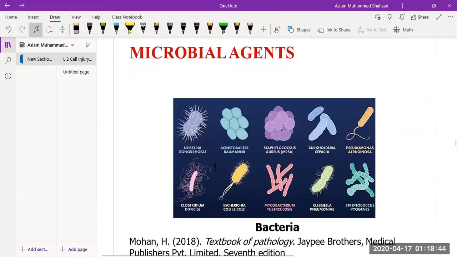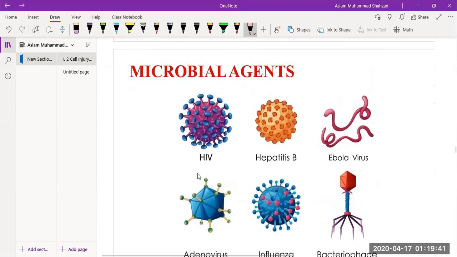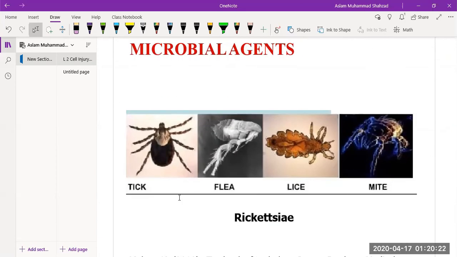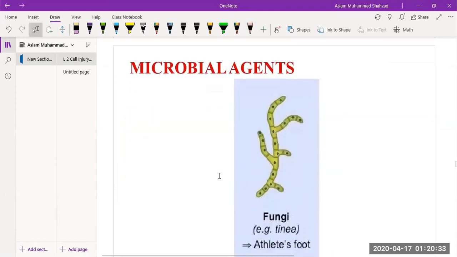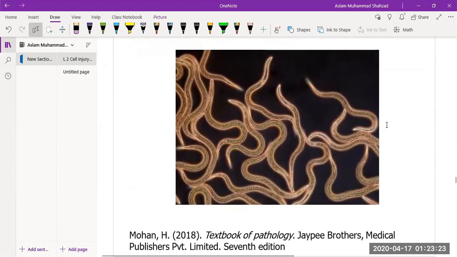Next is microbial agents. I already discussed a little bit that injuries can be caused by microbial agents such as bacteria or viruses. Then we have some viral agents like HIV that can cause AIDS, hepatitis, Ebola virus, adenovirus, influenza, bacteriophage, and now currently COVID-19, coronavirus in general. Then we have rickettsia, which are like ticks, fleas, lice, and mites. Then we have fungi. The common example is athlete's foot. Then we have protozoa.